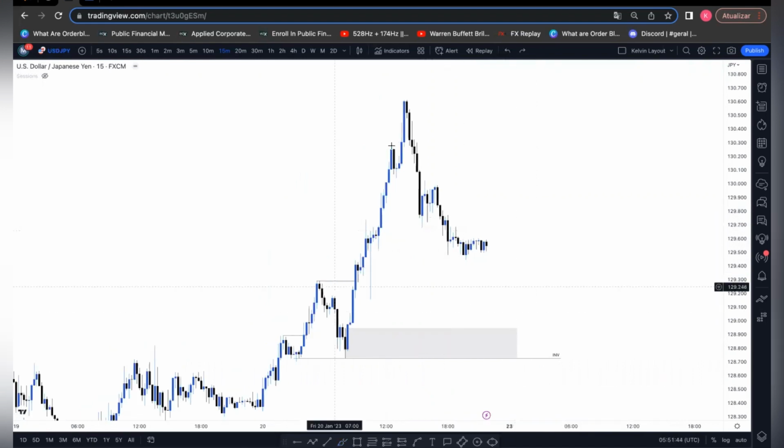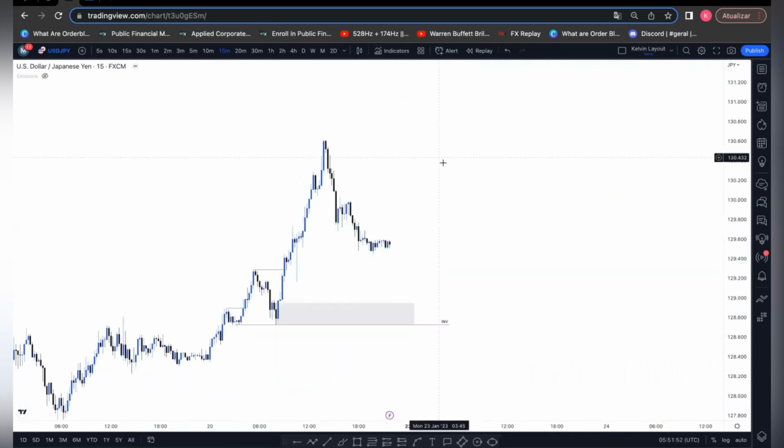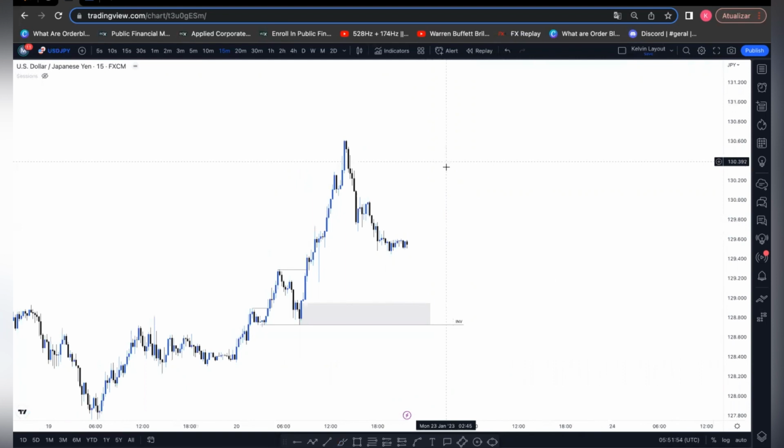So the M15 right here still has a very nice bullish structure. So M15 is still bullish, but overall the daily is heavily bearish, right? So I'm only going to be looking for long-term buys once I see the daily change of character, right? So let's move to another pair.